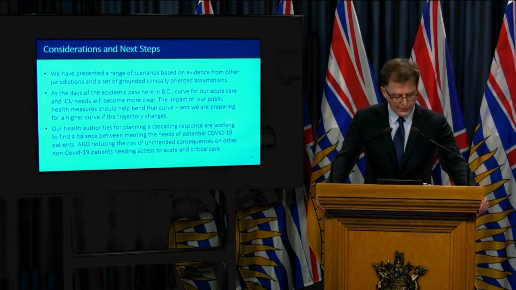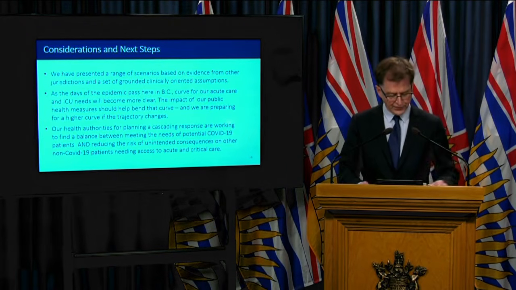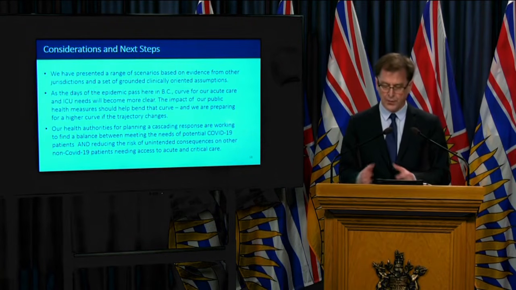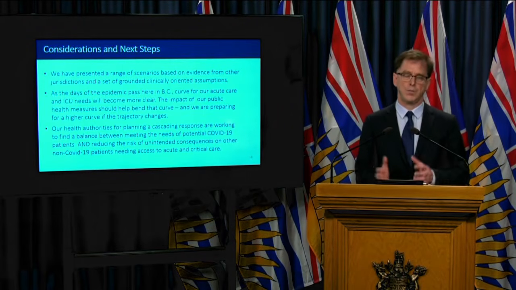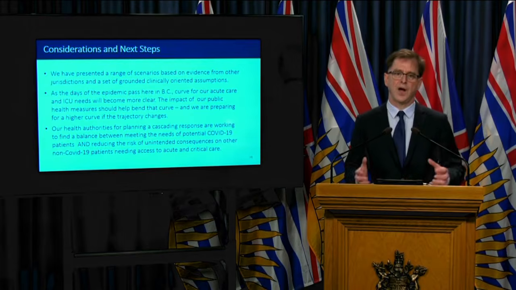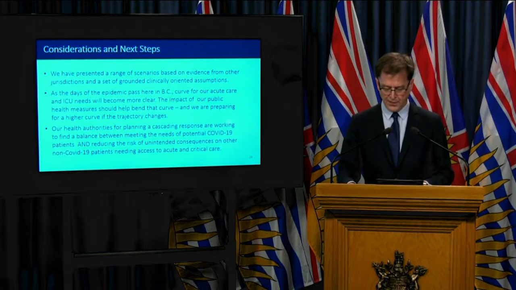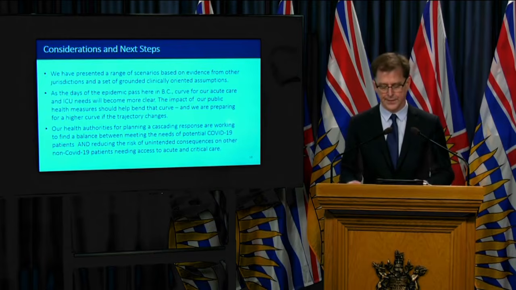Our health authorities are planning for a cascading response, and they're working to find a balance between the needs of potential COVID-19 patients and reducing the risk of unintended consequences on other non-COVID-19 patients needing access to acute and critical care. So as we create new options, our intention will be to continue to move other patients out of the hospital if our hospitals begin to face challenges in dealing with critical care and overall patient care from COVID-19.